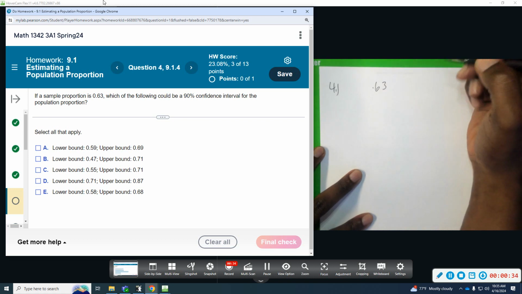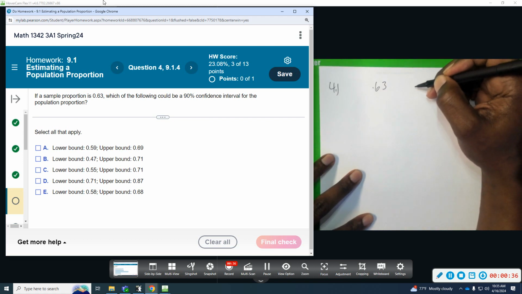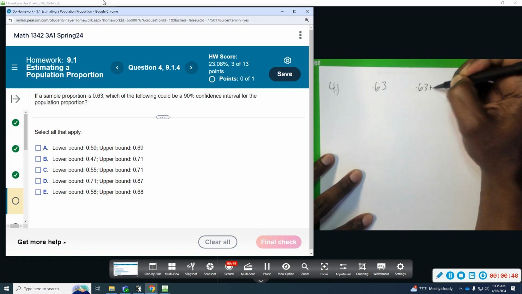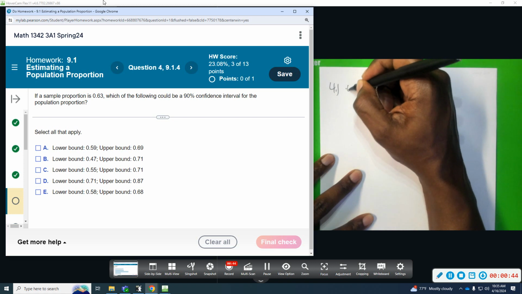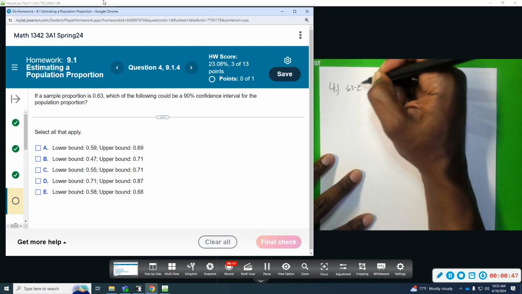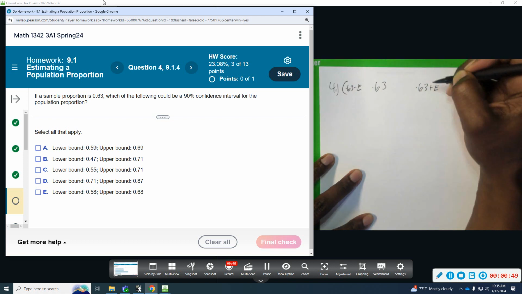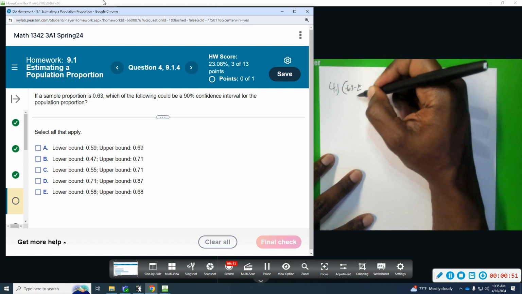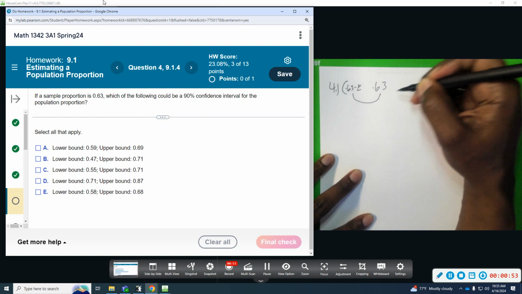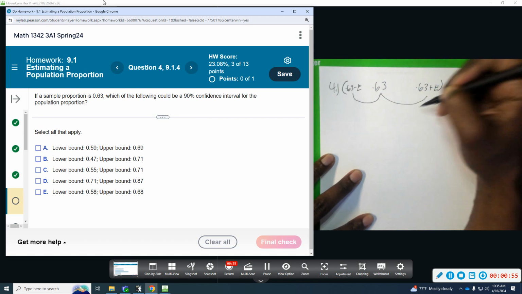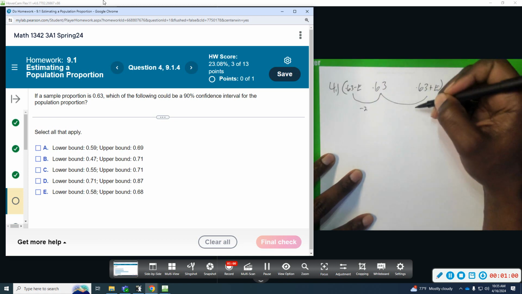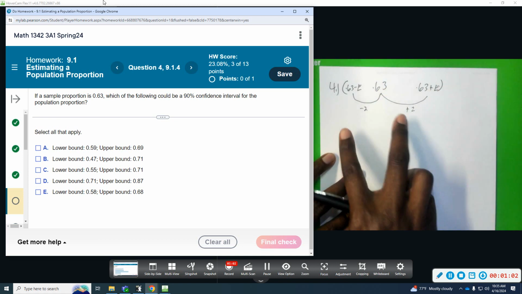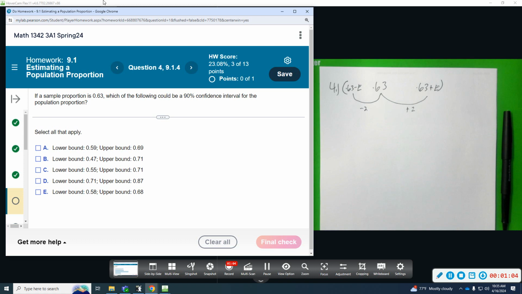So if we have 0.63 in the middle, we would add some number, and that would give us our right endpoint. So we'd have 0.63 plus that margin of error, and then we would have 0.63 minus that margin of error. The distance from the middle to each end will be the same, even though I've drawn it bigger. So if I have to subtract 2, then I'll be adding 2. That's the big characteristic that we're going to be looking for with this problem.